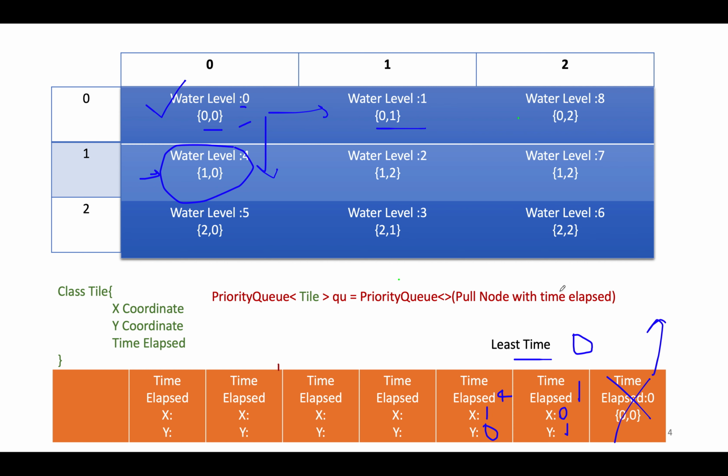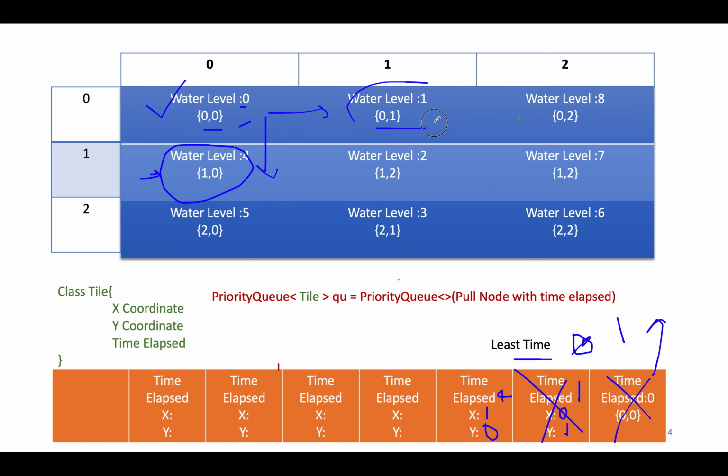And let's continue the process. Next, we'll pull out elements from the priority queue. And which one will we pull out? The one with least time elapsed. So this is gone, and we'll update our least time variable to 1. So this gets updated to 1.